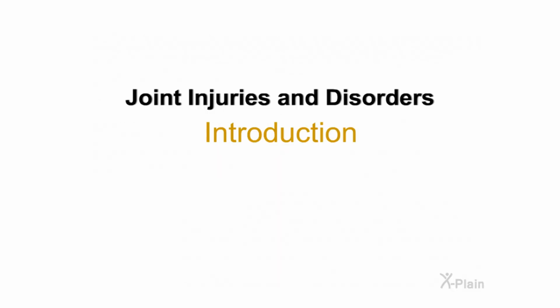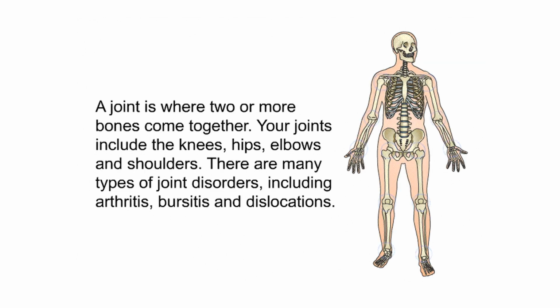Joint injuries and disorders. Introduction. A joint is where two or more bones come together. Your joints include the knees, hips, elbows, and shoulders. There are many types of joint disorders, including arthritis, bursitis, and dislocations.